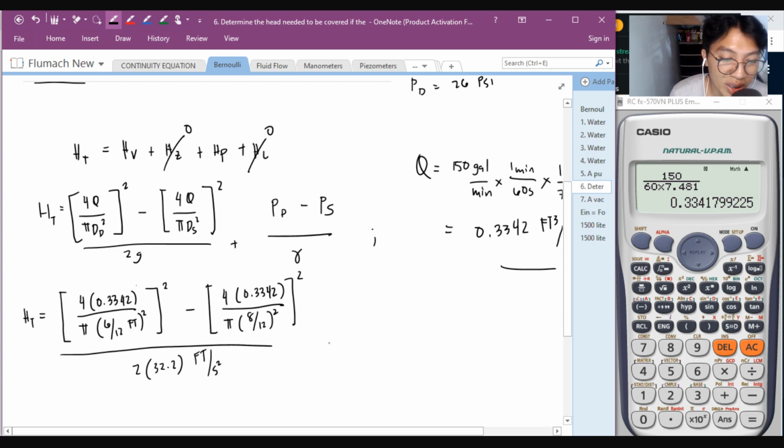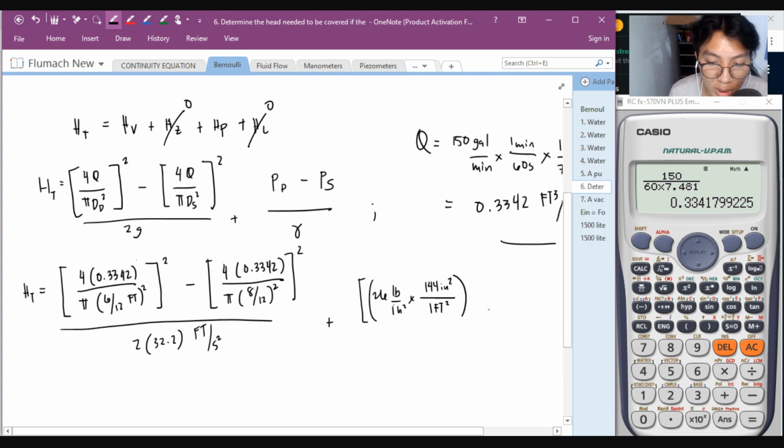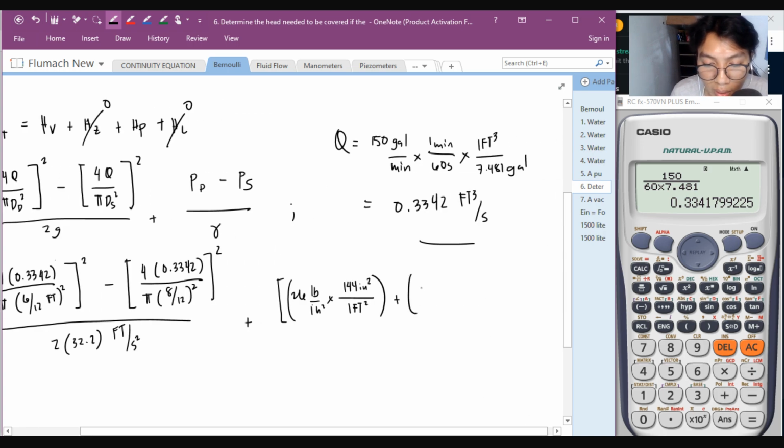Lalabas dito feet. Plus PD. Yung discharge mo, 26 PSI. Ay pound per inch squared. Multiply mo kagad ng 144 inch squared divided by 1 feet squared. Yung vacuum, negative. Diba? Negative yan. Minus, minus. O di plus na. Inches HG. 4 inches HG.